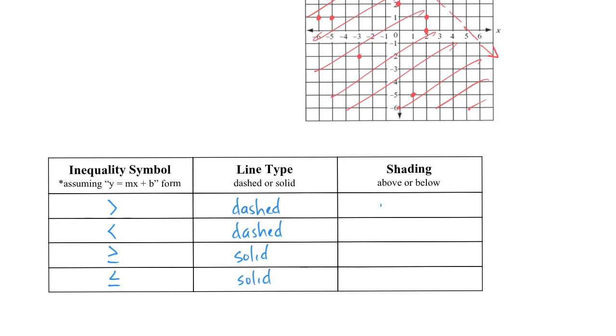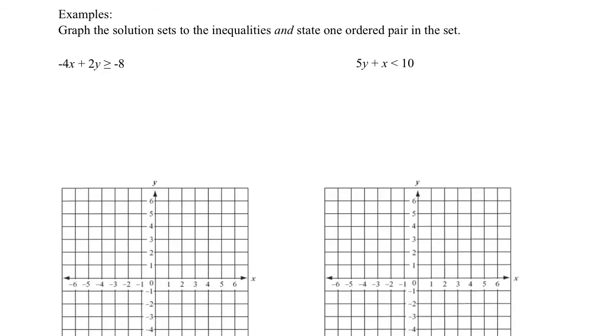If we're greater than, we're going to shade above the line. If we're less than, we're going to shade below the line. And that holds true for the other ones as well. So this is a very useful chart, so you're probably going to want to keep that handy. Look at a couple of examples.